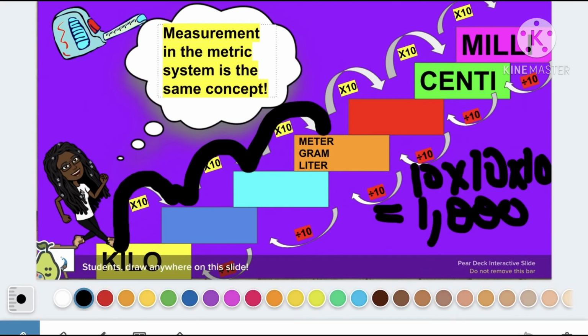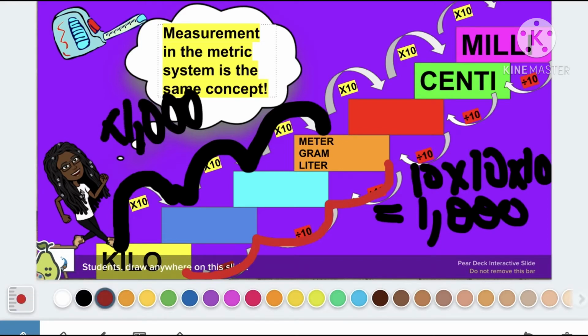So question, if I'm multiplying by 1,000 to get from kilograms to grams, what if I want to get from grams to kilograms? What would I do? Not quite, so think about it for a second. In order to get from kilograms to grams, I'm multiplying by 1,000. So what would I need to do in order to get from grams to kilograms? I like the way you think. Absolutely, I'm going to be dividing by 1,000.